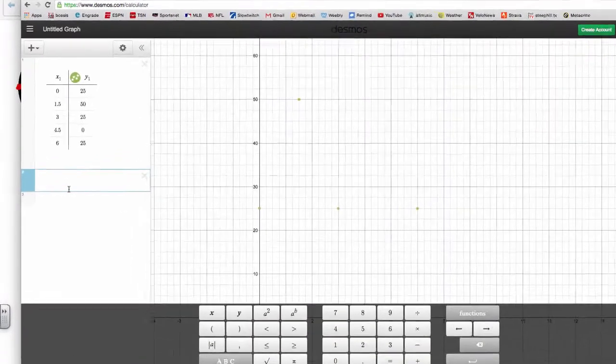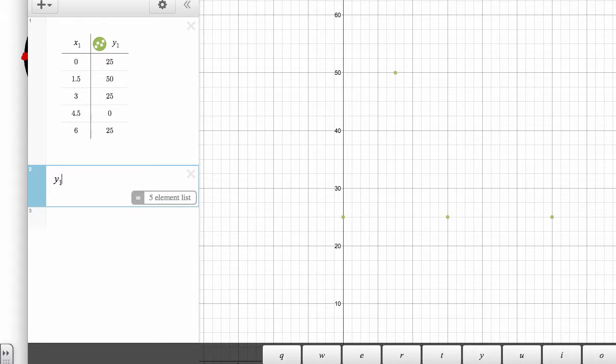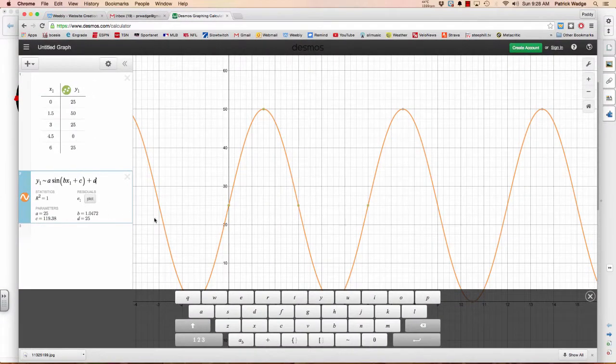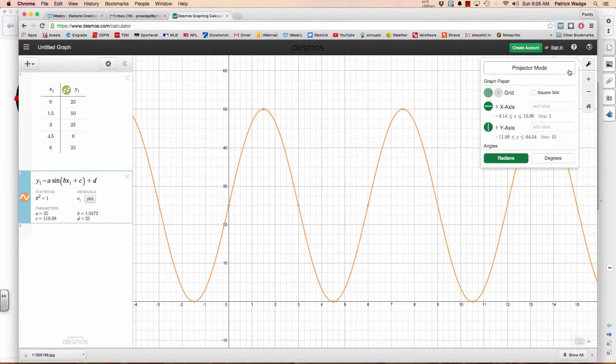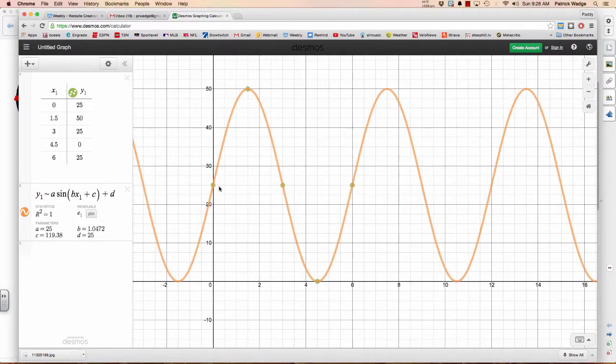Now what I'm going to do is do a regression. So I put y1, hit my regression button, and I put A sine bx1 plus c, plus d, and there it is. It's going through nicely. I can put it into projector mode so it looks even prettier for you. There you go. I can see all my points, 1 2 3 4 5, and it goes through them perfectly.